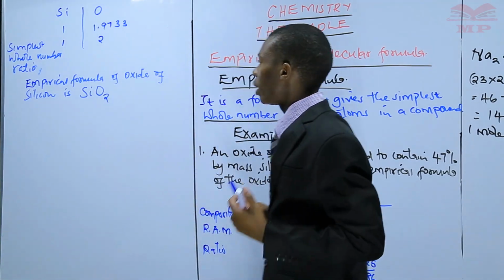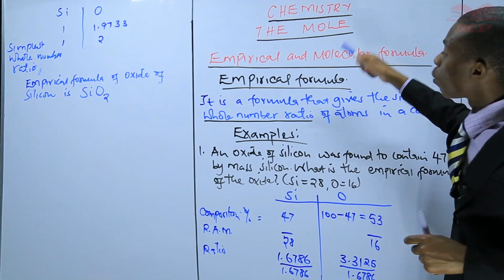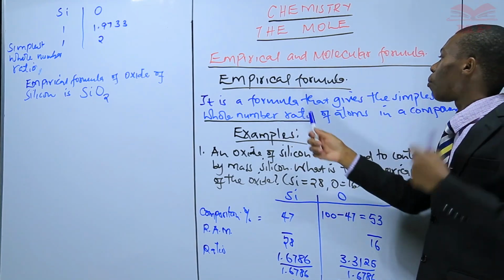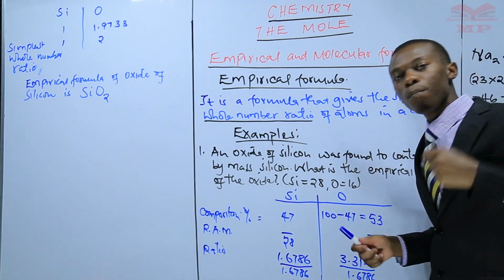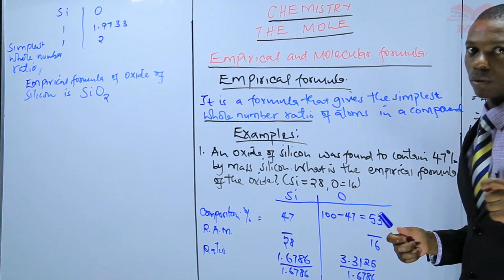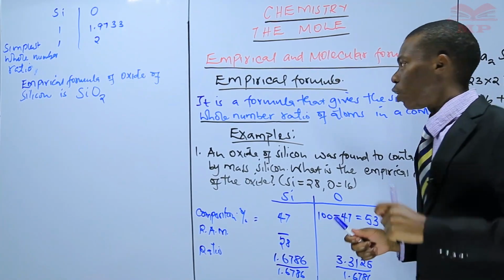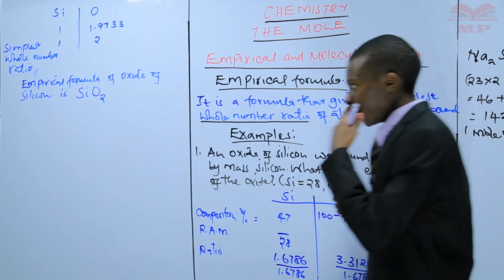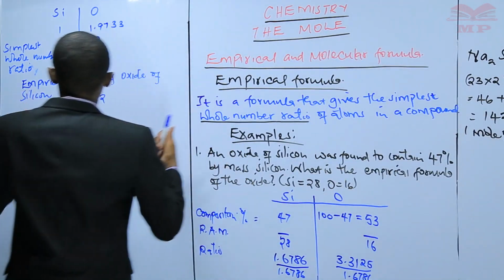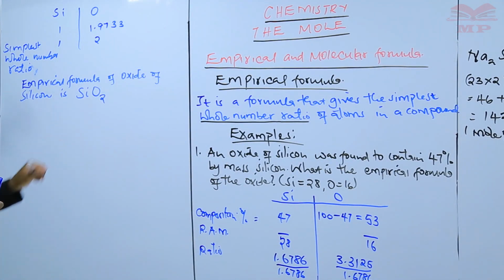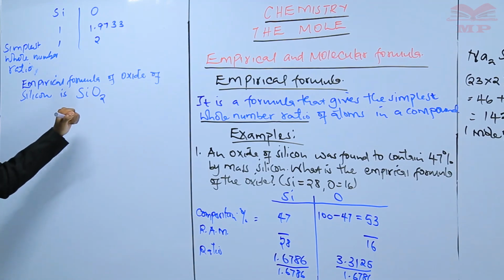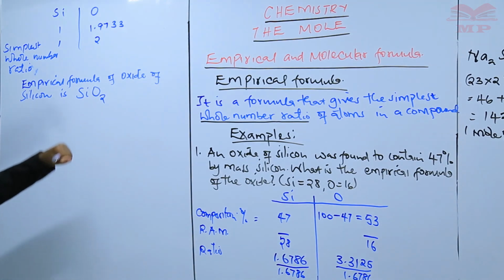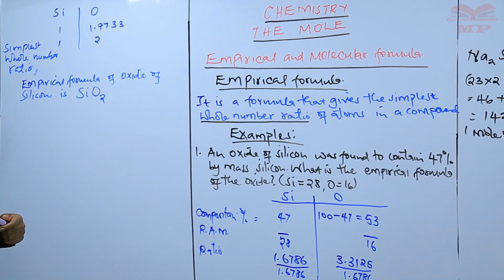Remember, in empirical formula, we are saying that it's a formula that gives the simplest whole number ratio. Therefore, they must be whole numbers. The simplest whole number ratio of atoms in a compound. That's how we have come up with this formula of silicon oxide. Therefore, this is the empirical formula of silicon oxide.